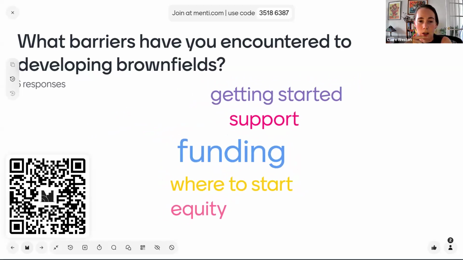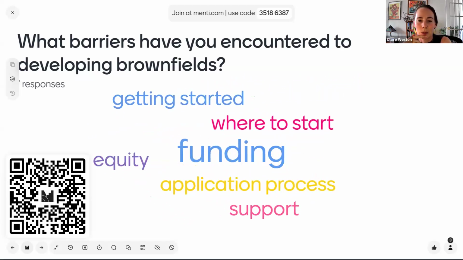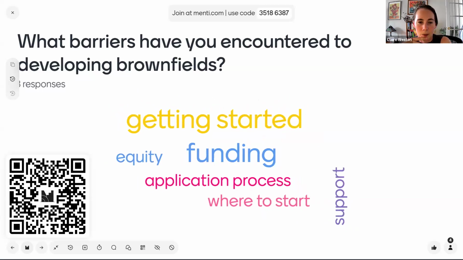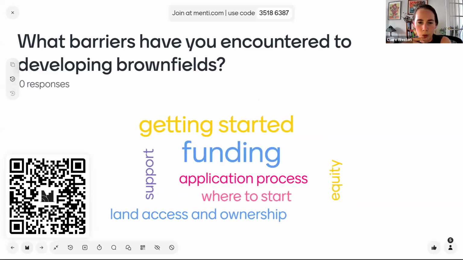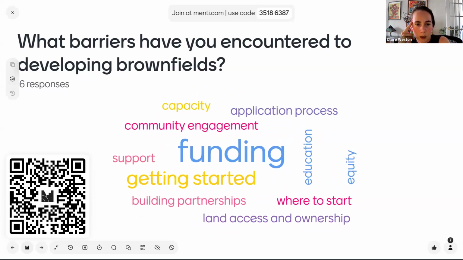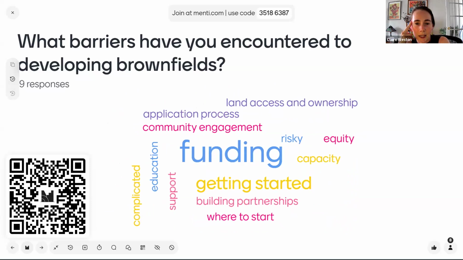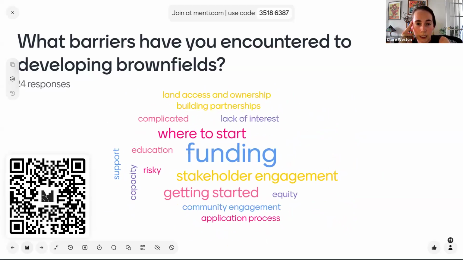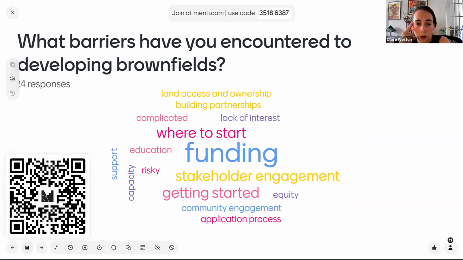Oh, we've got some coming in. Okay, I knew it. Funding was going to be huge. So the largest words means the greatest number of answers. So we're going to let this run here for a second. So community engagement, capacity, that's one we hear all the time. Complicated. It is complicated. We're going to get into some of that to try and smooth out some of those complexities. Where to start, funding remains the biggest issue. Where to start is still also very big.